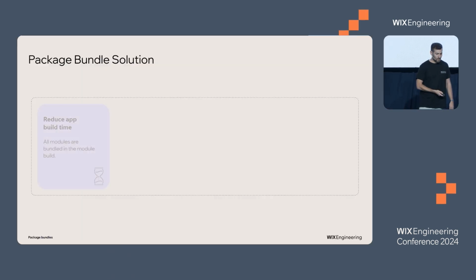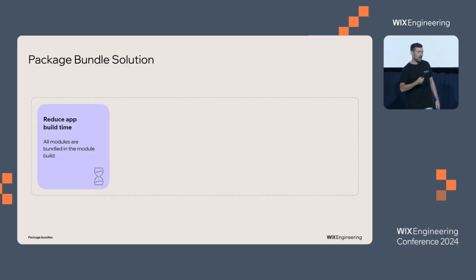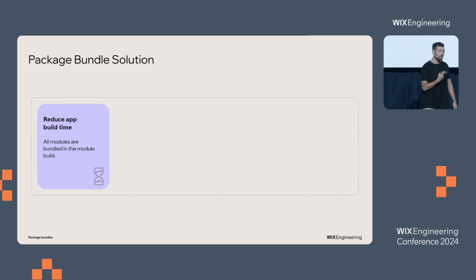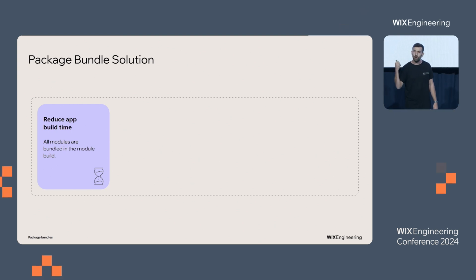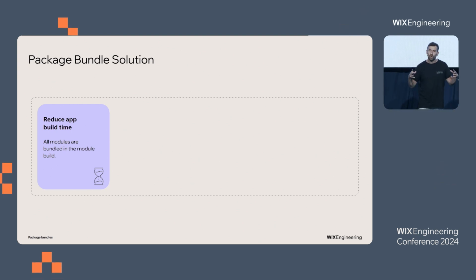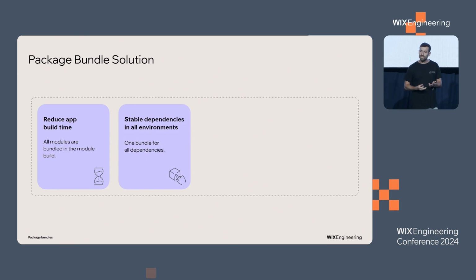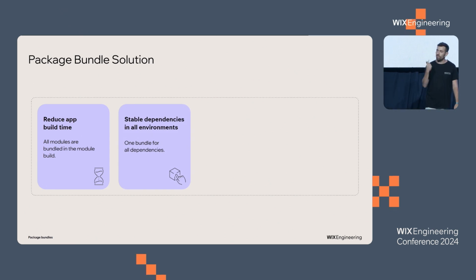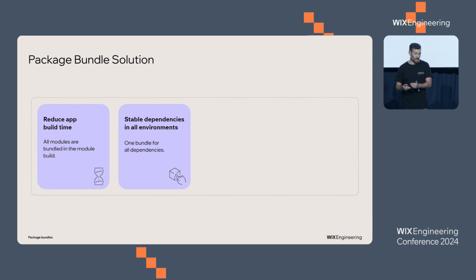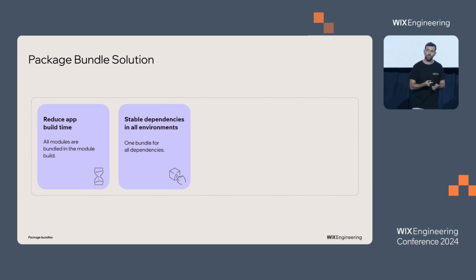And what do we get? We can reduce the app build time, because if all the modules are already bundled in the module build, when we want to build the app, we can take all those bundles and combine them together like Lego parts. We don't need to bundle the app. We can have stable dependencies in all environments. We have one bundle that exports all the dependencies we need. And if we have the same version of this bundle in our environment and in the app environment, we are going to get the same versions of dependencies.